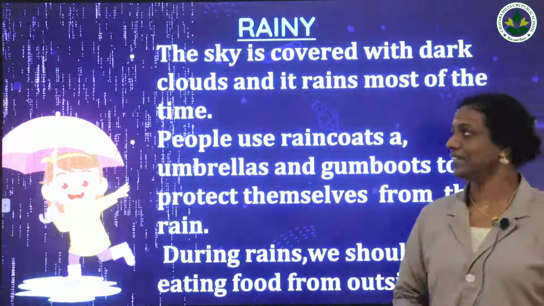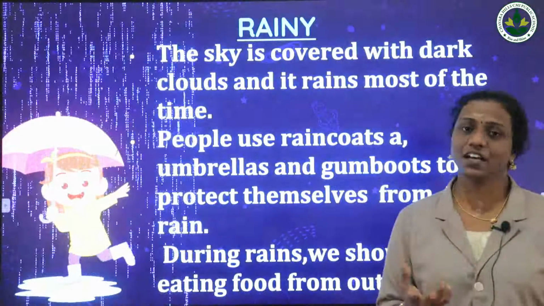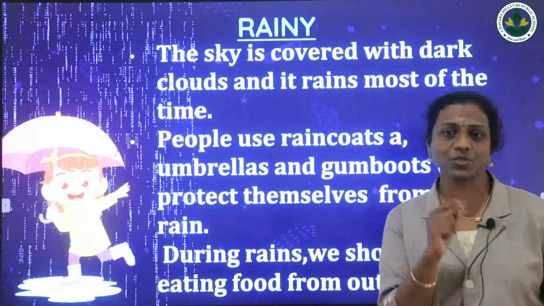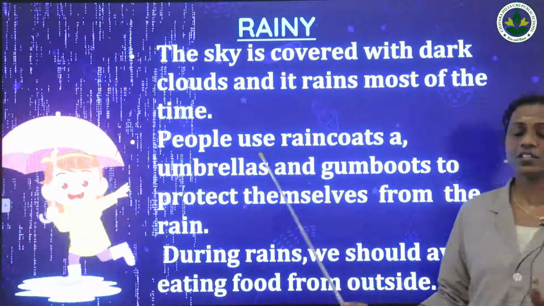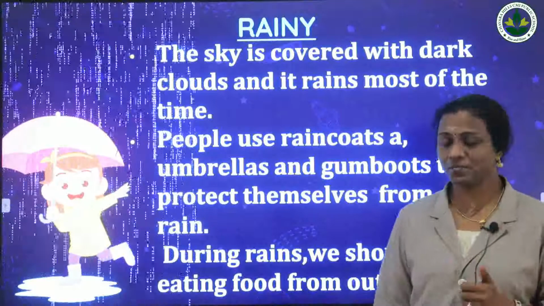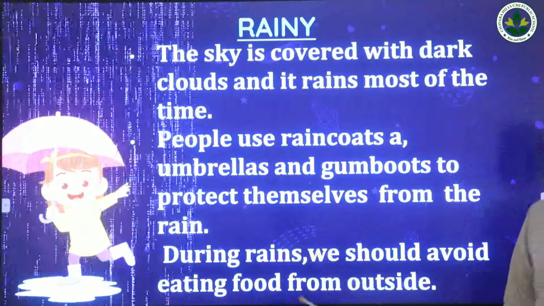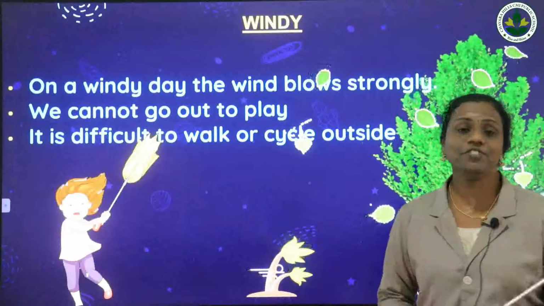One is rainy. On a rainy day, what can we see in the sky? Yes, dark clouds. And what is it indicating? It is showing there is a chance of rain. And we have to use raincoats, gum boots, and also an umbrella. At which time? When we are going outside. And during rains, we should avoid what? The food from outside.